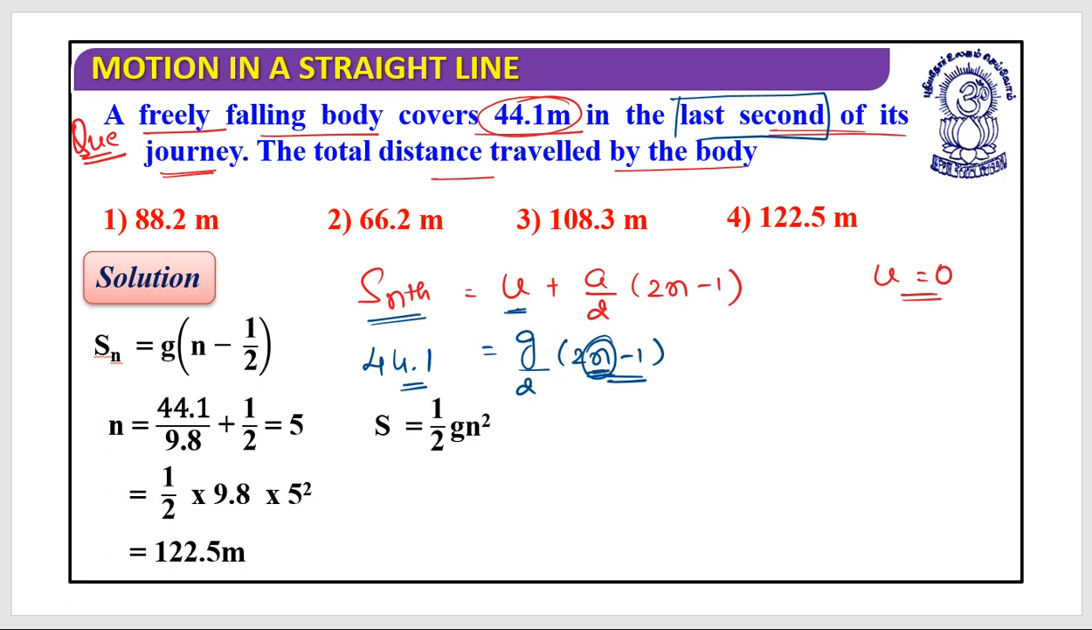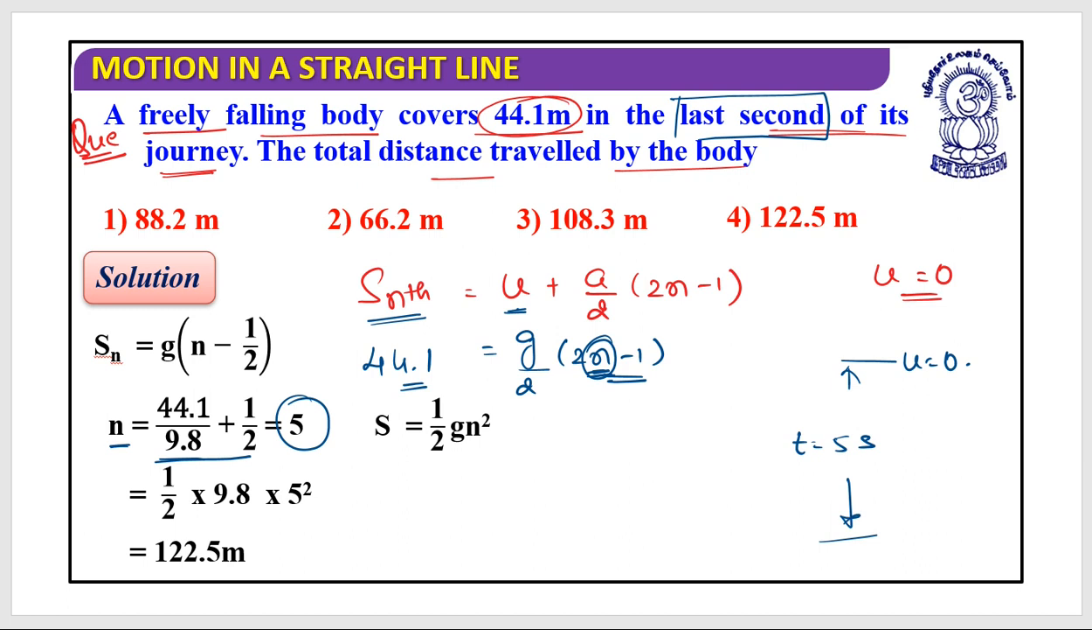So find out n. 44.1 multiplied by 2 divided by g, plus half. If I solve this, then I have n is equal to 5 seconds. So that means I have been traveling from u equals 0 to t equals 5 seconds. I have traveled for 5 seconds.